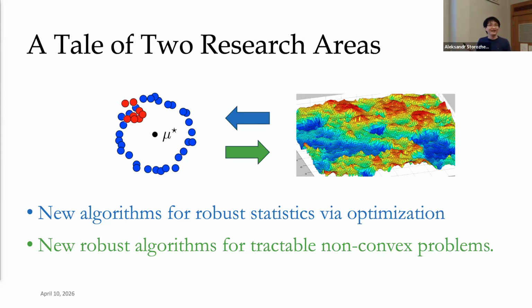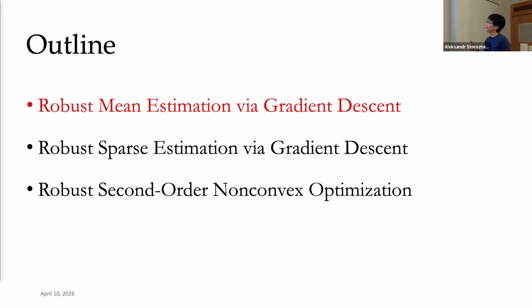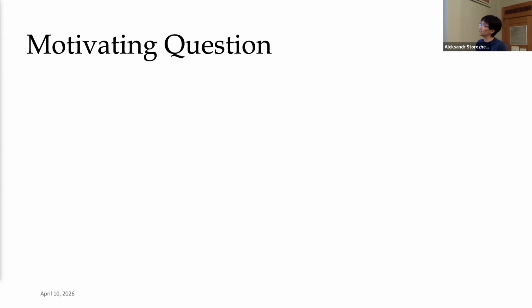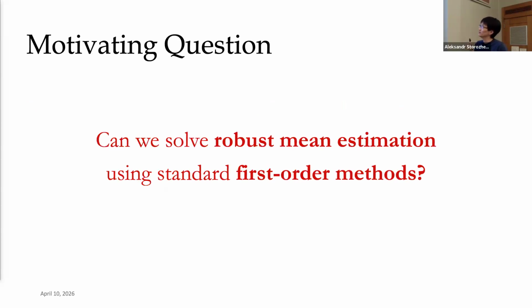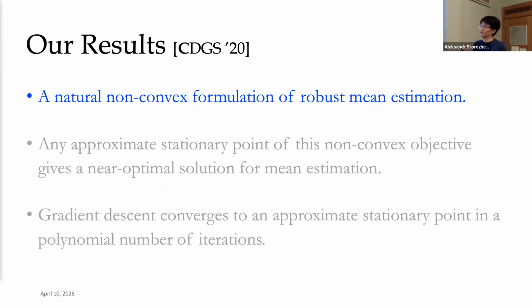Any high-level questions before I dive into the math? Cool. So I have three results prepared. First, I'm going to tell you how to solve robust mean estimation. This part is the longest, probably 20, 25 minutes, and then 10 to 15 minutes for each of the latter things. So I want to solve robust mean estimation with gradient descent.